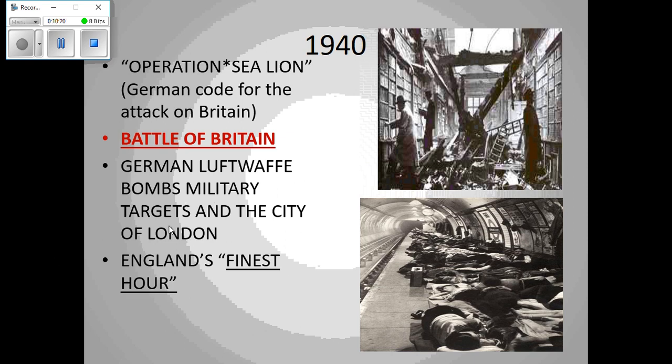And then he gave another famous speech. "This is our finest hour." So Winston Churchill felt like, during this Battle of Britain, it was England's finest hour, that they were able to successfully protect their citizens and stay in the war.